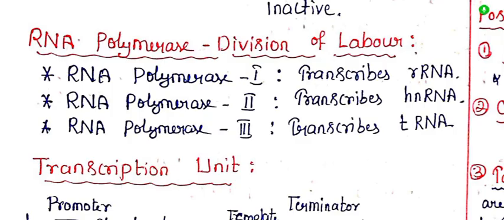Next, remember the division of labor of RNA polymerase. RNA polymerase I transcribes rRNA, RNA polymerase II transcribes hnRNA, the precursor of mRNA, and RNA polymerase III transcribes tRNA.